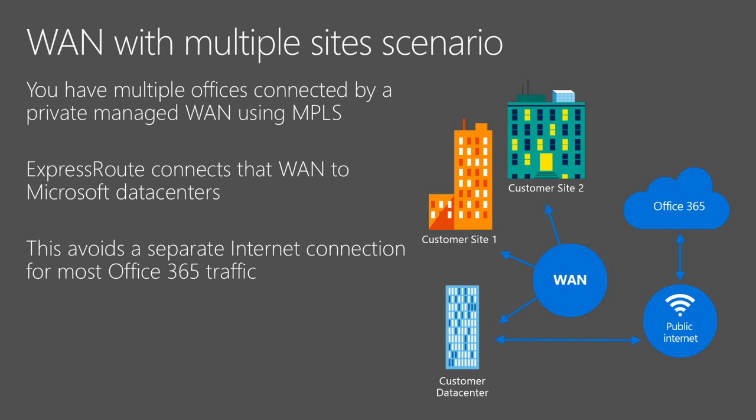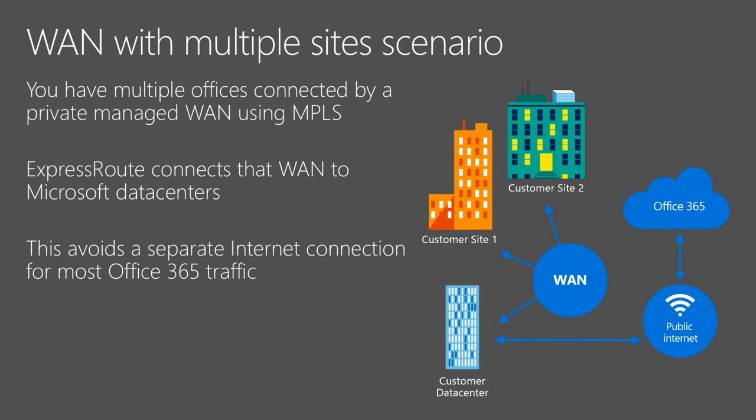If we go back to the previous picture, if you have multiple sites, sometimes you might have multiple sites in the same city or in nearby cities, and you just have your internet connection from one of those sites. So in this case, it's from the site that says Customer Data Center. This means that your Office 365 traffic all has to go from customer site 1, for example, across your WAN to your data center, and then across your internet connection.